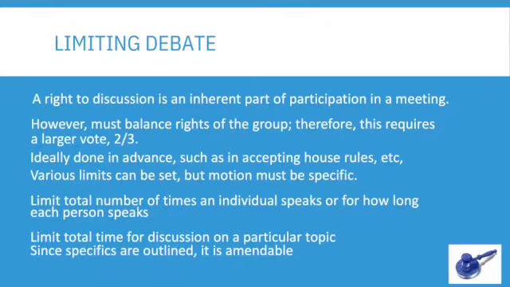Since specifics are outlined, you can amend this limiting debate. So you don't want to spend a long time on a topic, but you want debate to happen so that everybody can hear all points of view and they know how they want to vote.